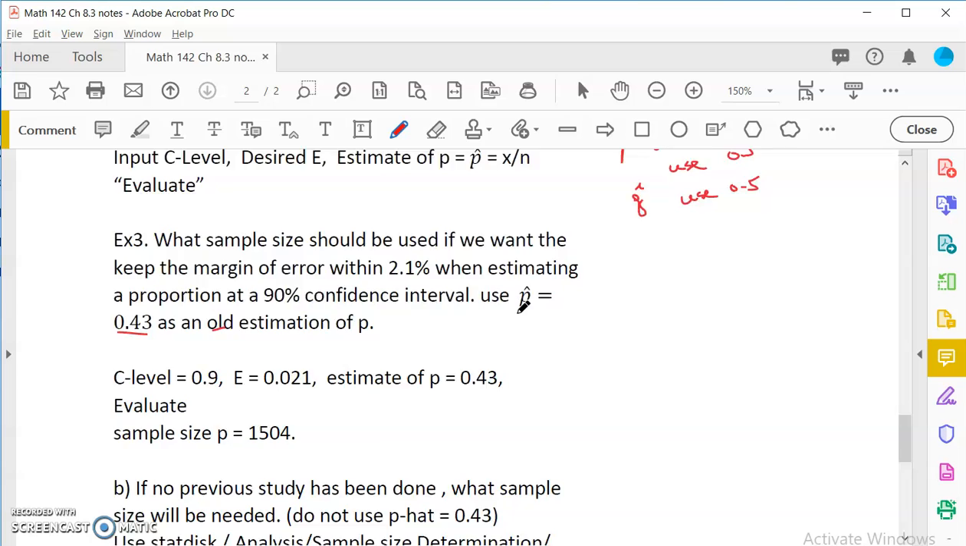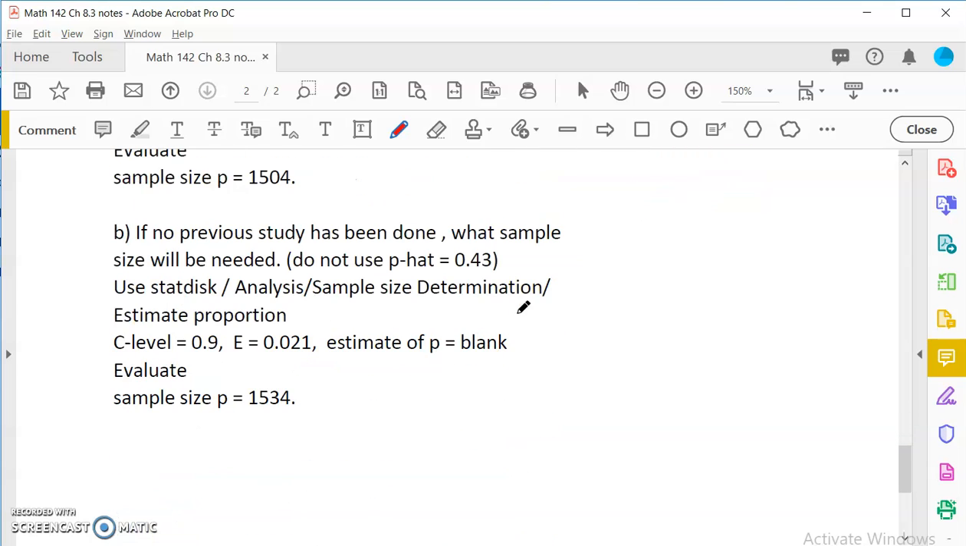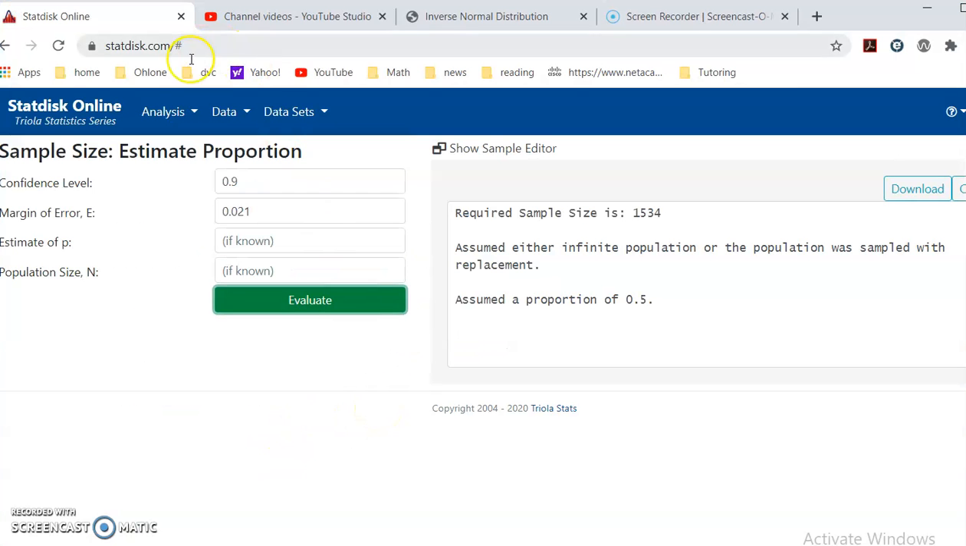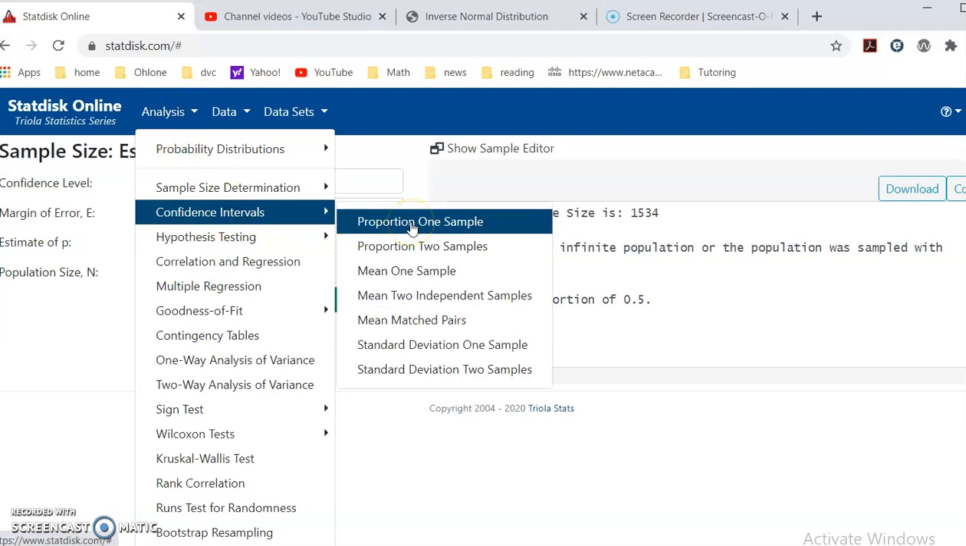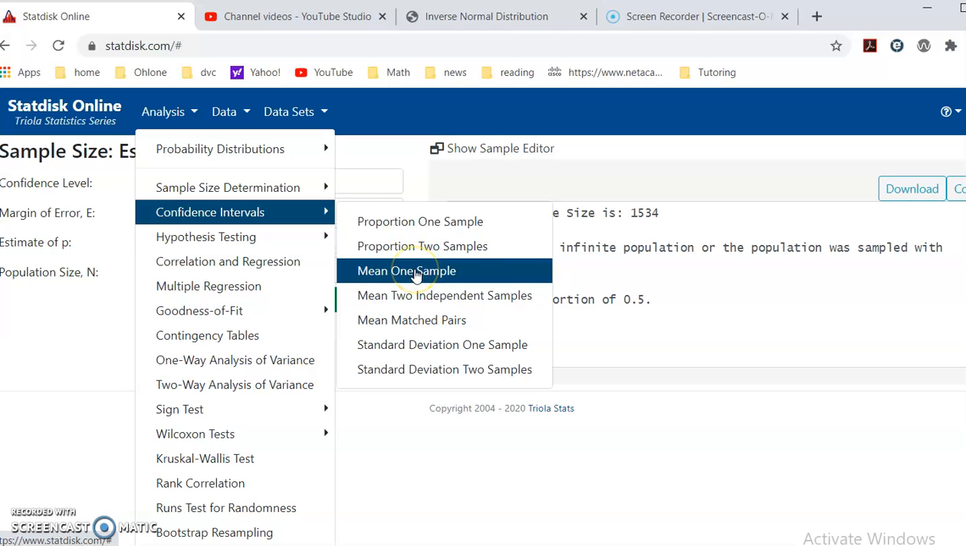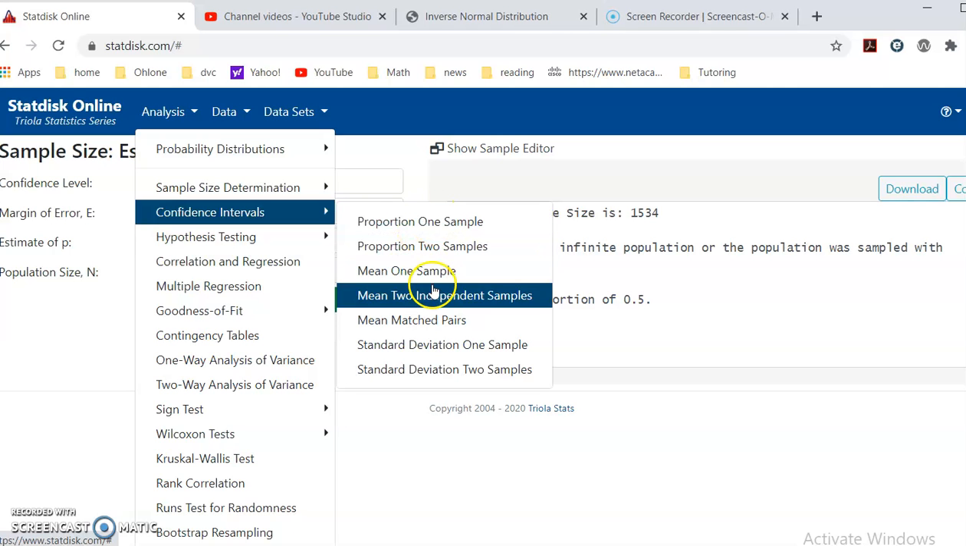The only difference with 8.1 is that it's estimating a proportion, the percentage of something. Versus 8.1 and 8.2, where they are estimating a mean, a measurement. Okay, but in all cases, they use this. So you are just looking at whether you are doing proportion one sample or mean one sample. Okay, proportion one sample or mean one sample.